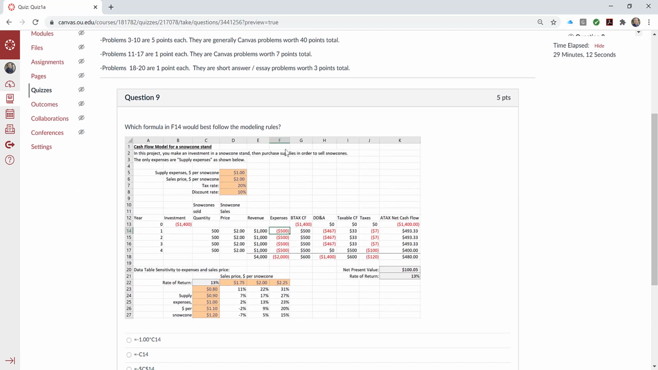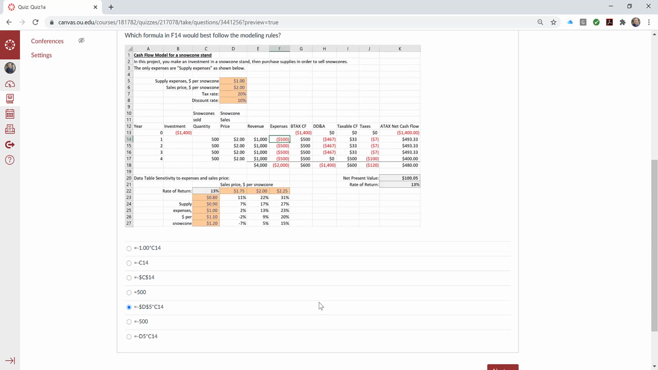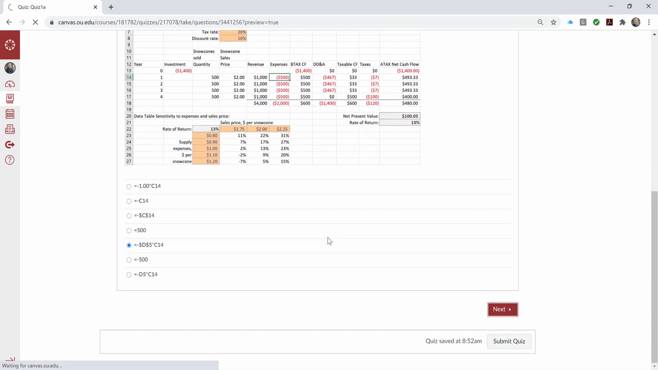Another modeling rules question. So this time in F14, this is a formula I'm going to want to copy down. And I'm going to need some dollar signs. No, the answer is going to be 500, but I certainly don't want to use a value where a reference would work. I do want to always refer to row 5, so I'm going to need a dollar sign in front of the 5. But I don't always want to refer to 14, so I won't need that dollar sign. And so it looks like this is the only one that matches all of those criteria.